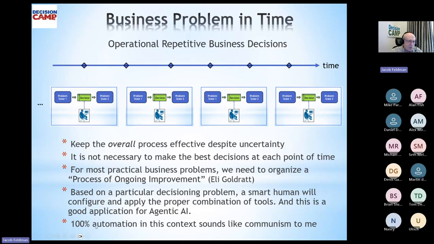I also wanted to stress that all attempts at 100% automation, end-to-end automation of problems like this, sound good, but it sounds to me like communism. I'm originally from a communist country myself, and I know that these good intentions don't lead to good results. So we have to be careful and probably lower our expectations a bit.